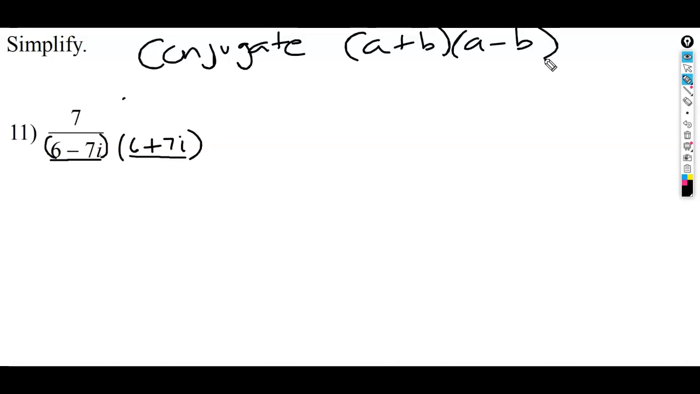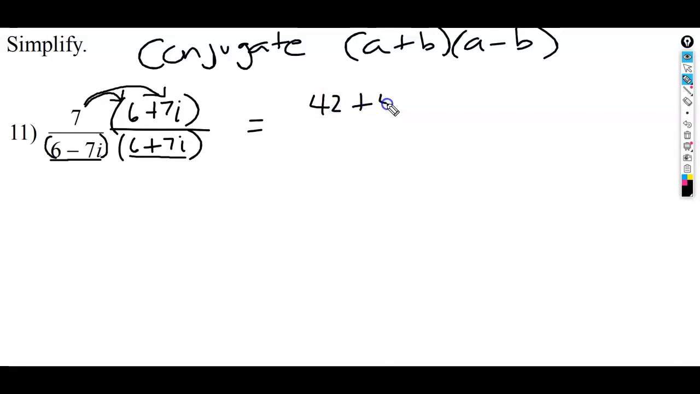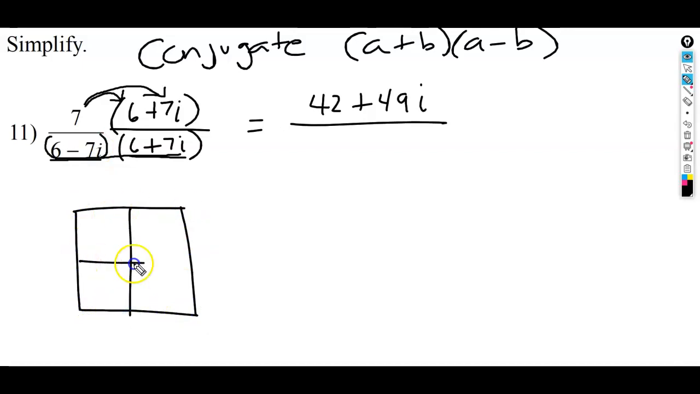But don't forget, whatever you do to the bottom, you have to do to the top also. Okay, so I'm going to multiply the top and bottom of this fraction by the conjugate pair. Now on the top, that's pretty easy. All we have to do is distribute. So let's start there. I'm going to multiply the 7 into that binomial on the top. That's going to give me 42 plus 49i. Now on the bottom, though, we have to multiply two binomials together. So like a problem that we did earlier today in this lesson, you're going to use the box method.